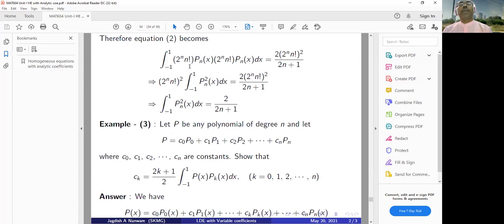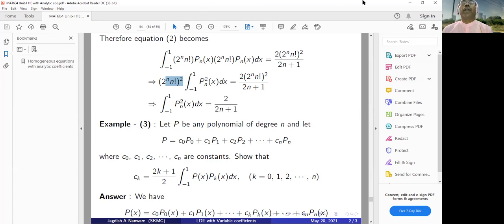2 to the power n into n factorial is constant. So as we have a product, we can write it as the square of that number, right? And therefore this integral is equal to finally this quantity divided by 2 to the power n factorial square. So this value vanishes with this value in the denominator on the right hand side, and what remains is 2 upon 2n plus 1. So what we see, whenever we have the square of any Legendre polynomial of degree n, its value is determined by this formula.